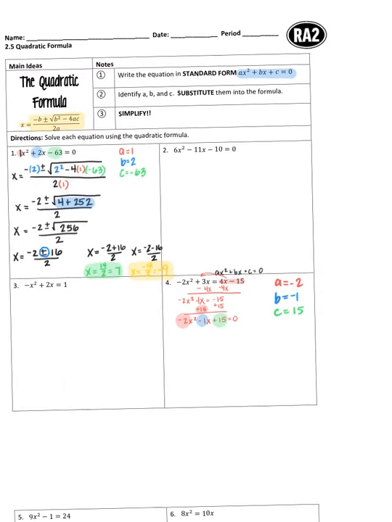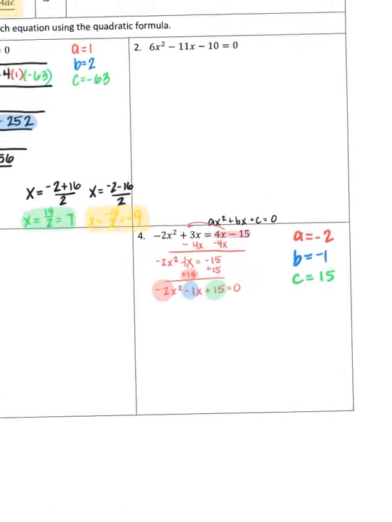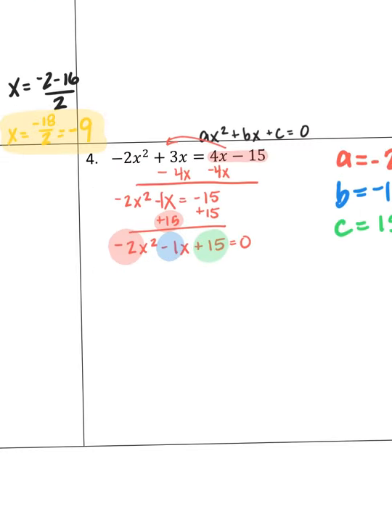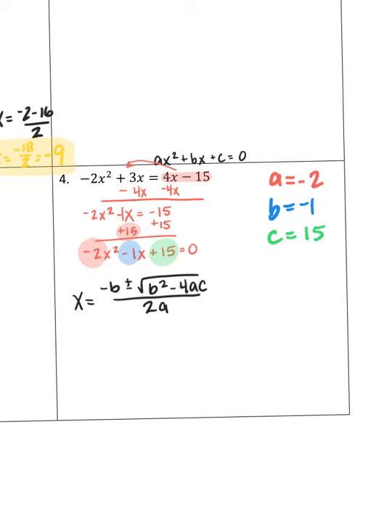And our formula, again, is -b, or the opposite of b, plus or minus the square root of b squared minus 4ac all over 2a. So we're going to just plug that information in. Actually, let me write it out so we can see it. X equals -b plus or minus the square root of b squared minus 4ac all over 2a.